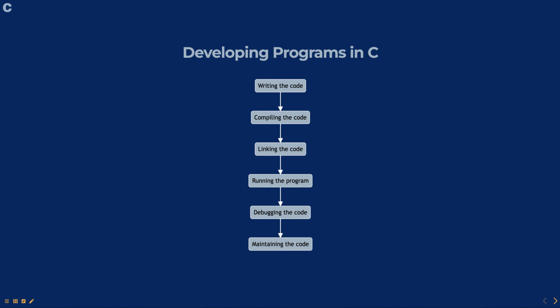Maintaining the code. Once the program is running correctly, it is important to maintain the code by making updates, fixing bugs, and optimizing performance. This is an ongoing process that is an essential part of developing a program in C.